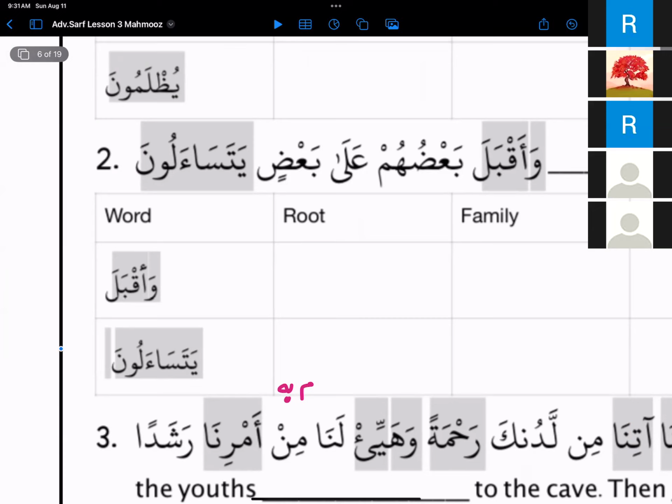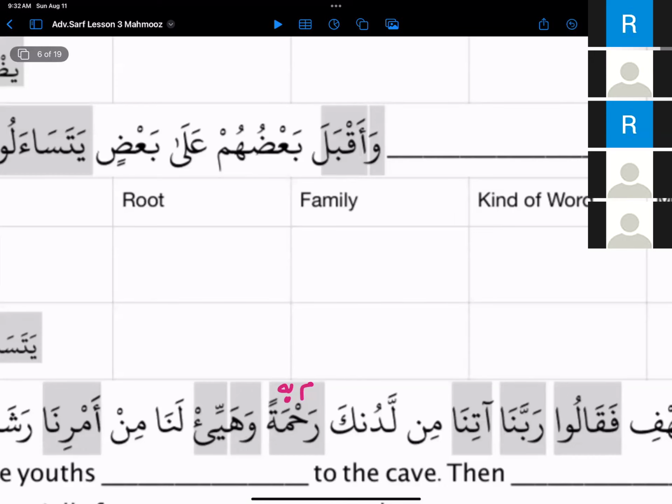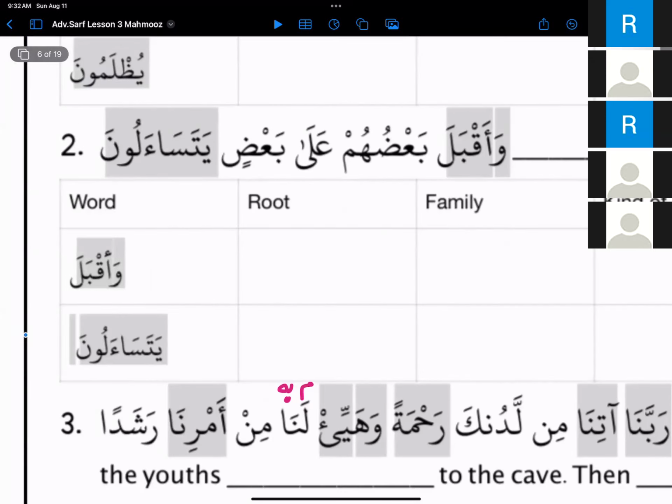Then what is yatasaalun? Fi'l mudari'. You guys are grown up now, so tell me more about it. I'm not satisfied if you just say that this is fi'l mudari'. I want to know more. Fi'l mudari' bi thubut an-nun, and fi mahalli rafa' fa'il. Wow, the wa is jam' and it is the fa'il, meaning they will ask each other. What does it answer? It could be hal as well. Jumla hal.